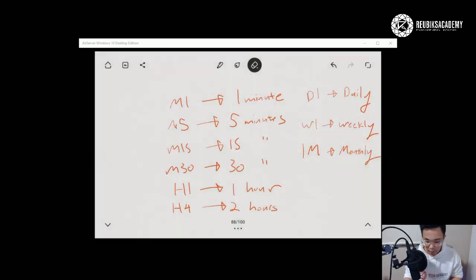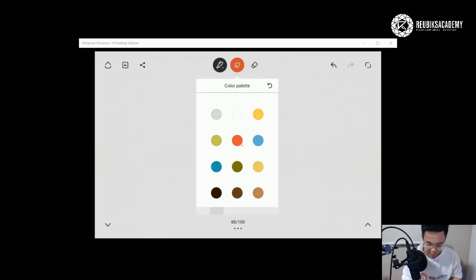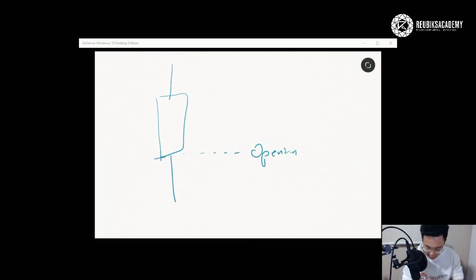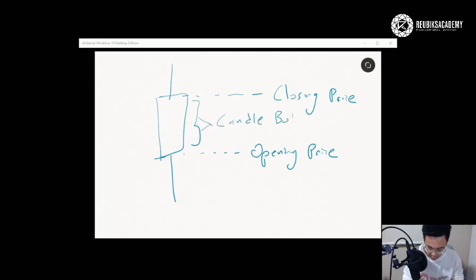Now, a candlestick is broken down into several parts. Let's say this is a candlestick. It is broken down into several parts. Number one, you have the opening price. Then you have the closing price. Then this thing over here, we call it the candle body. Then you have the low, and then you have the high.